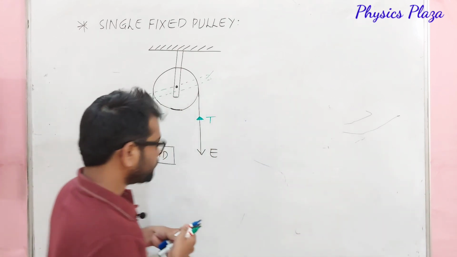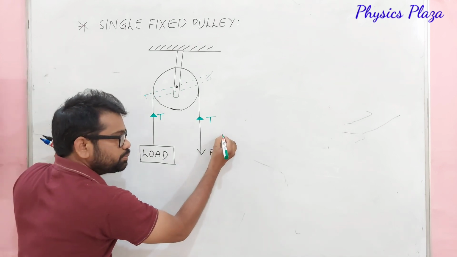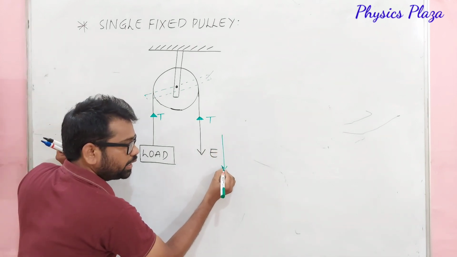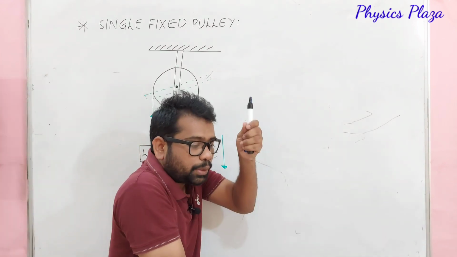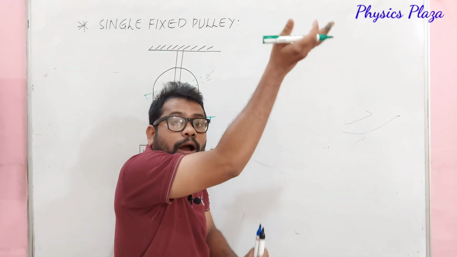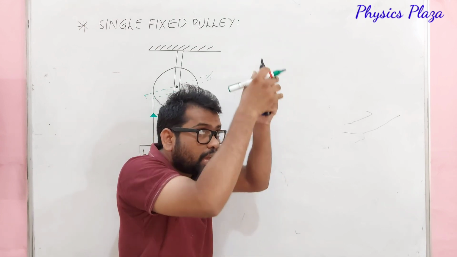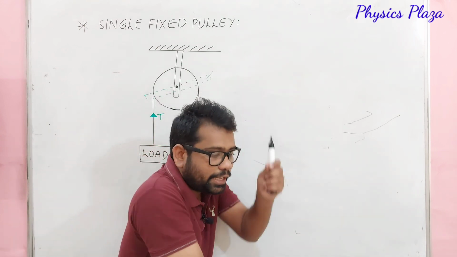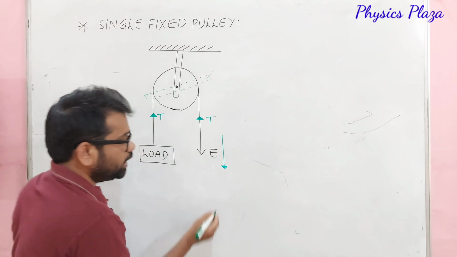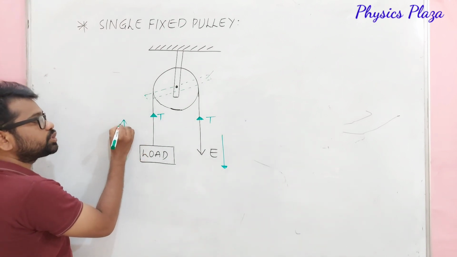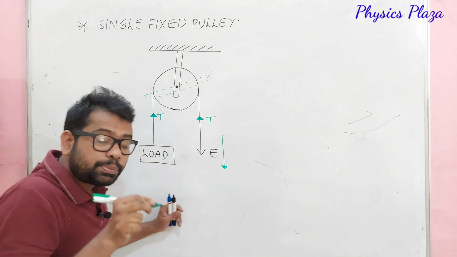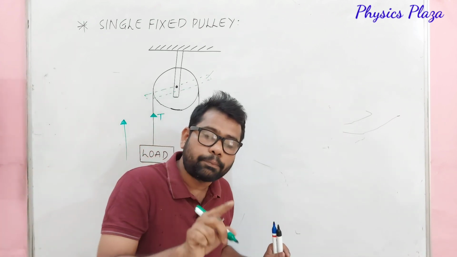Okay children, fine. So here when effort is moved vertically downward, we are pulling it vertically downwards. In the place of load, you can imagine a bucket, the bucket will be moving vertically upwards. So we are pulling downwards, it is moving upwards. So here effort is always downwards, whereas the displacement of the load will be vertically upwards only.